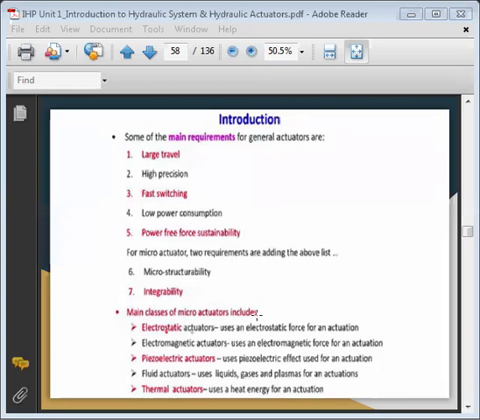These are the micro actuators on which many researchers are doing research. From that you can pick up one point and start your research work, such as piezoelectric actuators or fluid actuators. This is just for your information that I have mentioned.